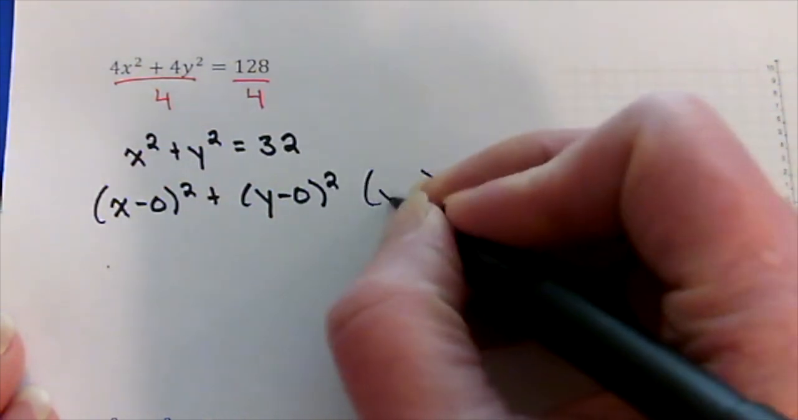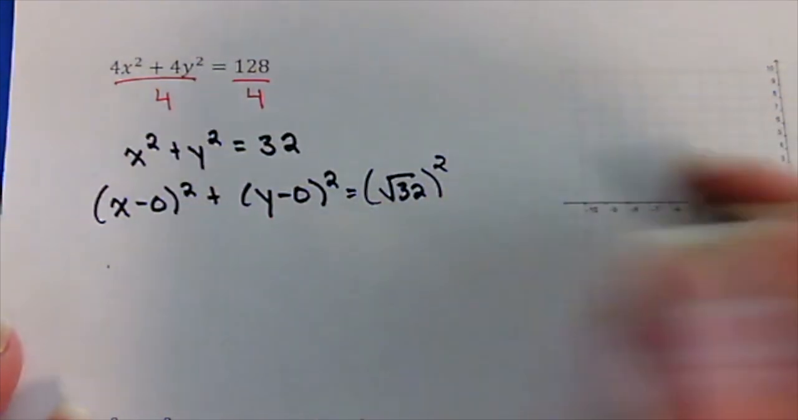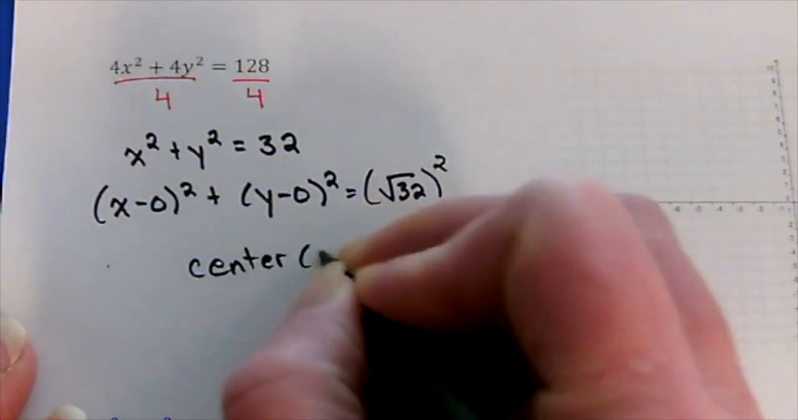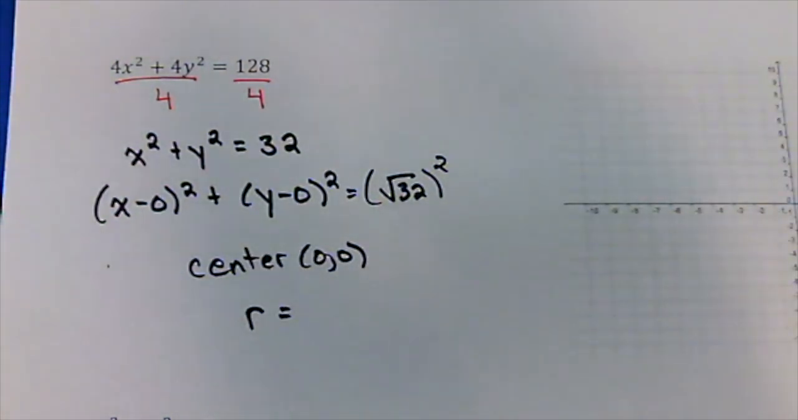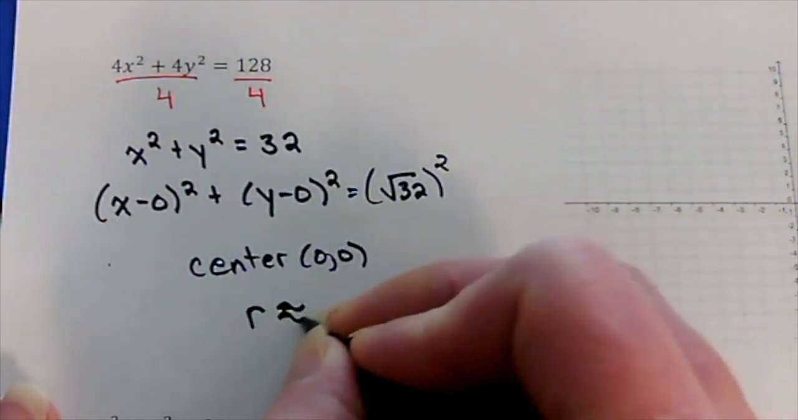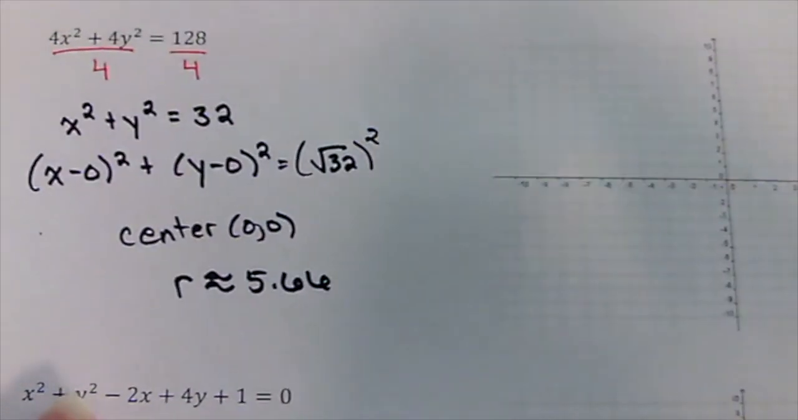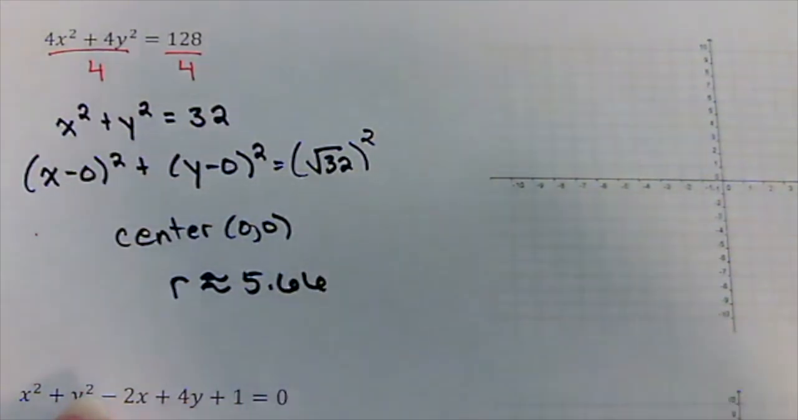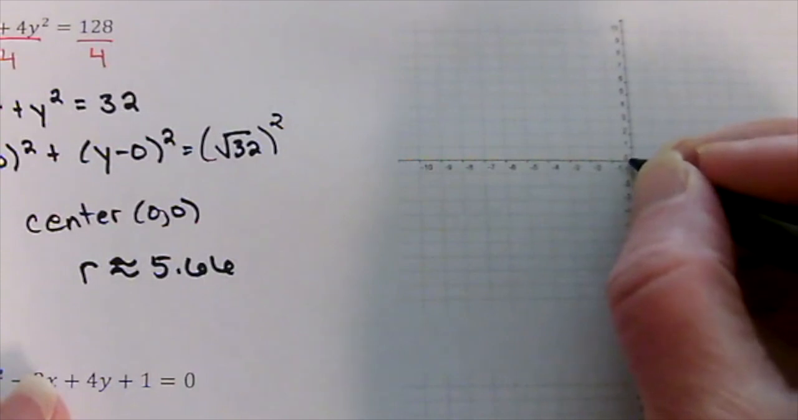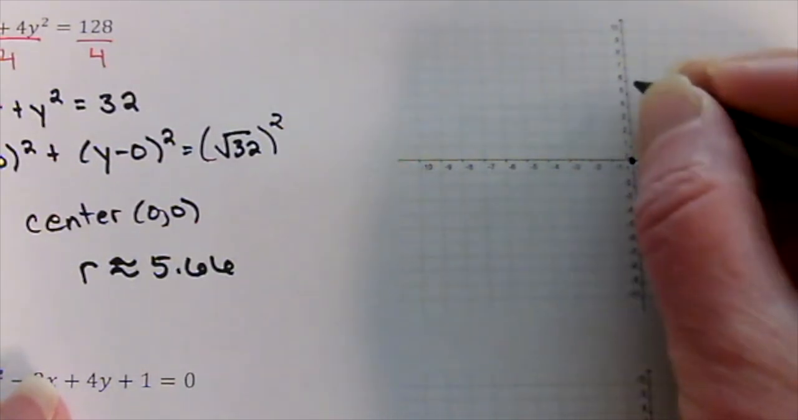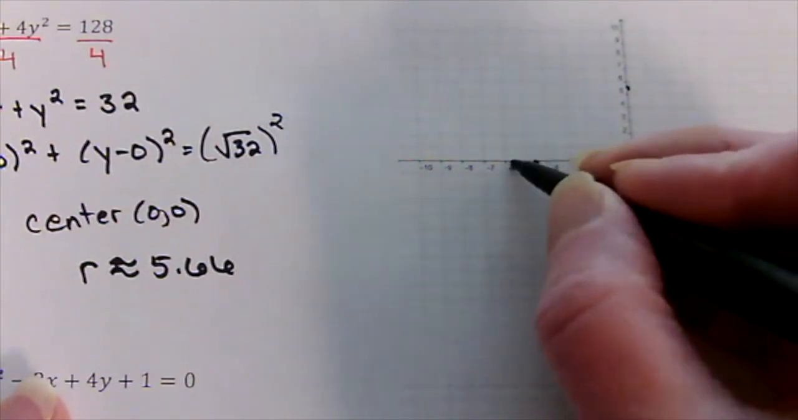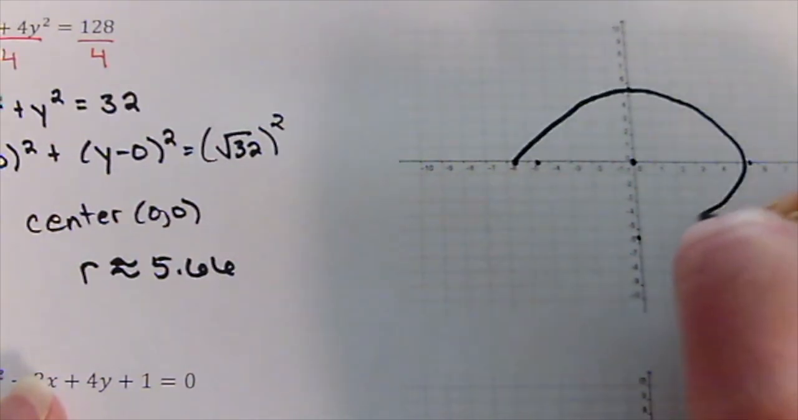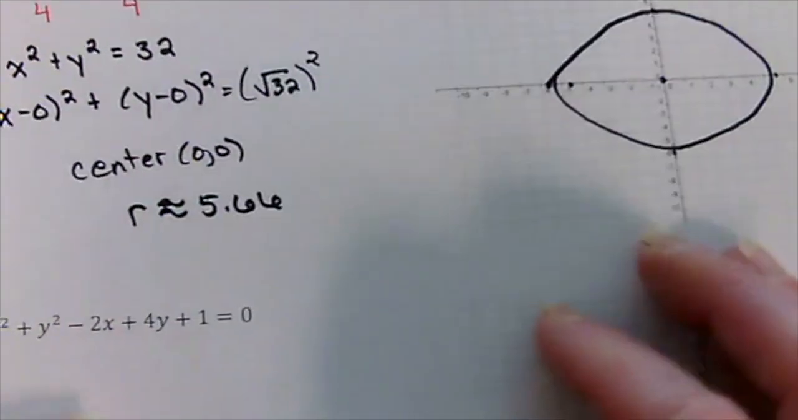So the radius is the square root of 32. I know that's weird, but that's how it's going to be. So the center is going to be 0, 0. And the radius is the square root of 32, which for graphing, I would go to my calculator, and that's going to be approximately 5.66. Because it was not a perfect square, I have to estimate, which is okay. So my center's at 0, 0, and I'm going to go out 5 and a little bit, in each direction. I messed up over here. There it is. All right. And connect the dots. It does look a little oval on these graphs, but that's okay.